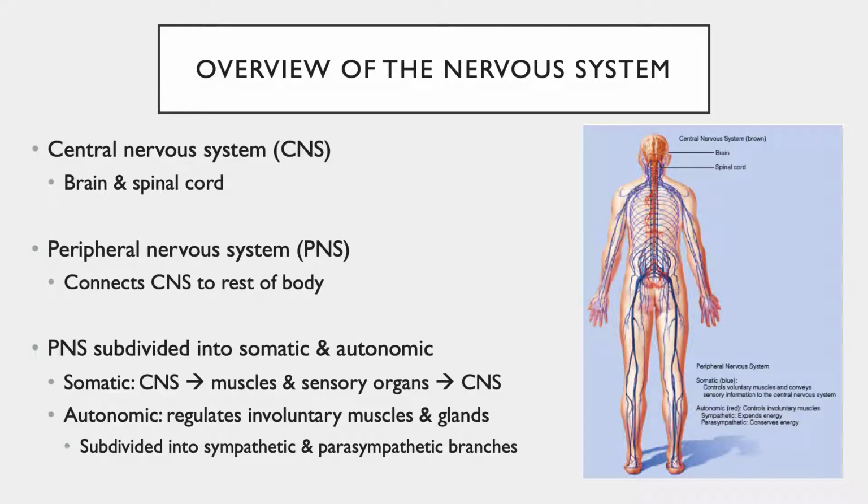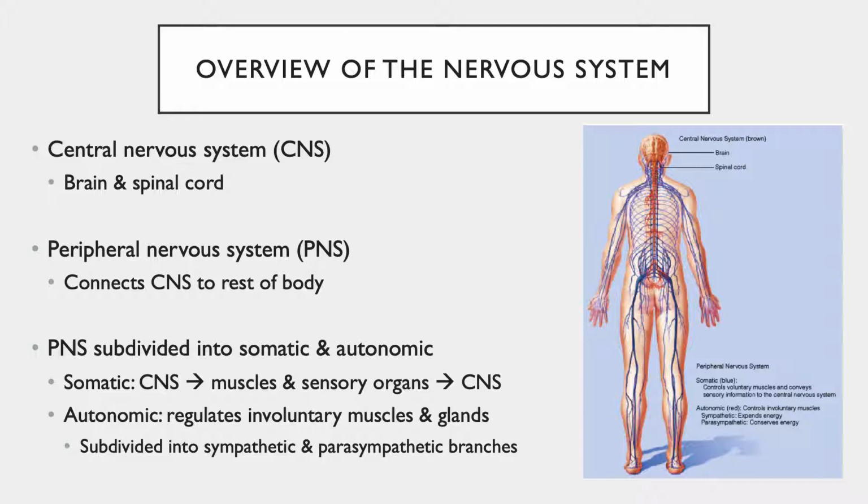We'll start with a brief overview of the entire nervous system before we dive into the central nervous system. To start, the central nervous system, which is oftentimes abbreviated as CNS, is comprised of the brain and spinal cord. The rest of the nervous system is all the peripheral nervous system. The peripheral nervous system helps connect the central nervous system to the rest of the body. The peripheral nervous system is further subdivided into the somatic and autonomic nervous systems.